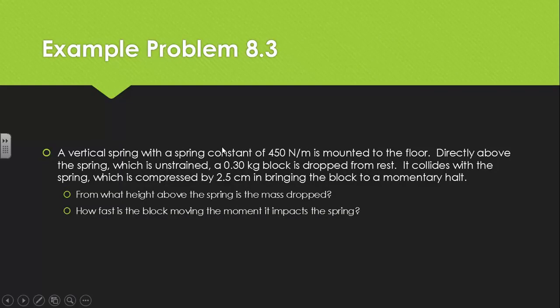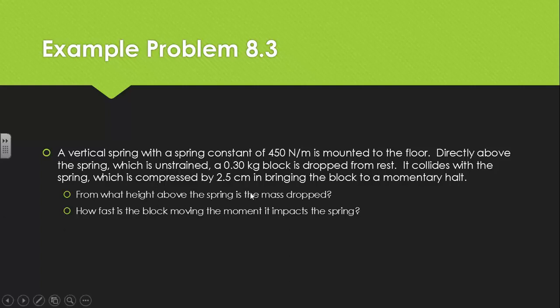And here I have a vertical spring. It's mounted to the floor, and directly above the spring, which is currently unstrained, I'm going to drop a block from rest. It collides with the spring, which is compressed to a distance of 2.5 centimeters, bringing the block to a momentary halt. Now, the reason why it's a momentary halt is that this spring is compressed probably beyond the equilibrium position, and so it's going to push the block up.